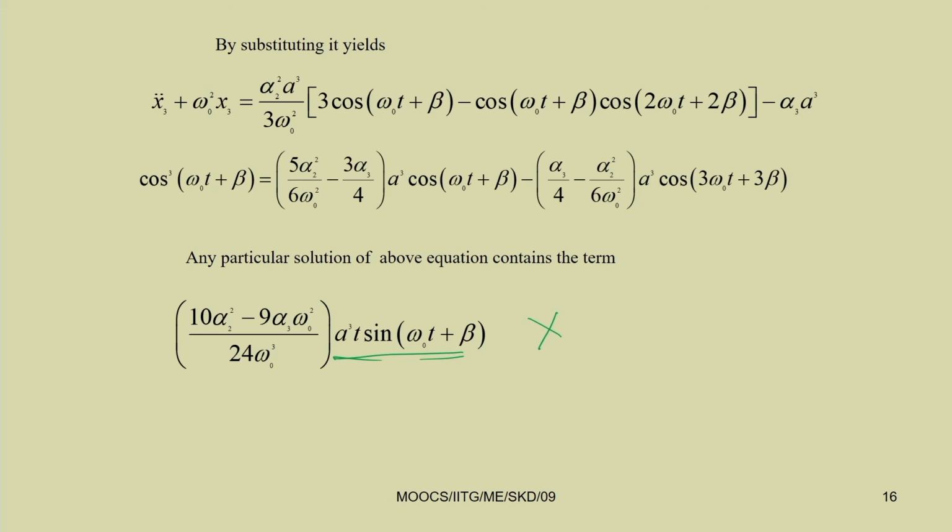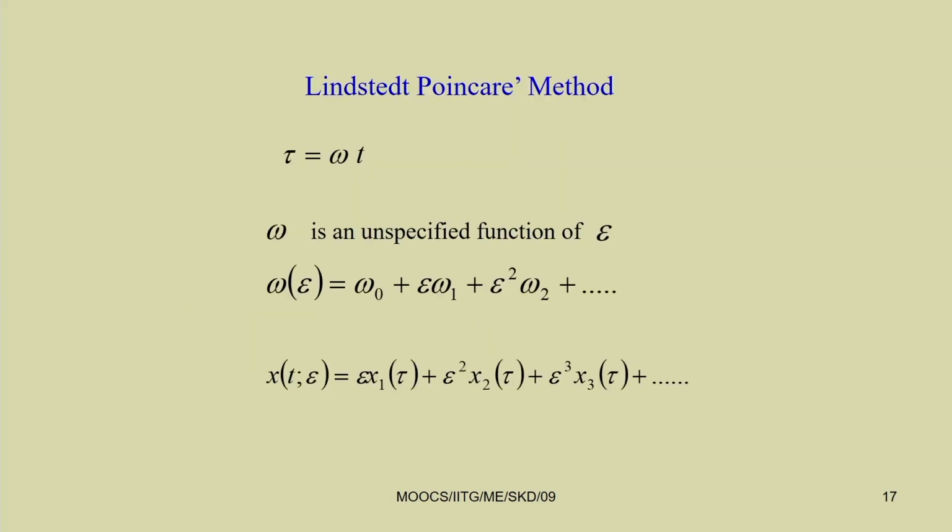So, to modify this method, one has used the Lindstedt-Poincare method. In this Lindstedt-Poincare method, the time is retained by using another non-dimensional time parameter, that is tau. So, tau is the non-dimensional time. You know this omega is in radian per second, and this time is in second. So, the unit of tau is in radian, that is non-dimensional.